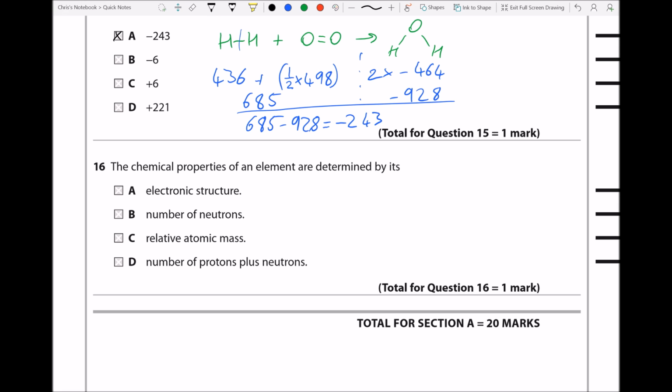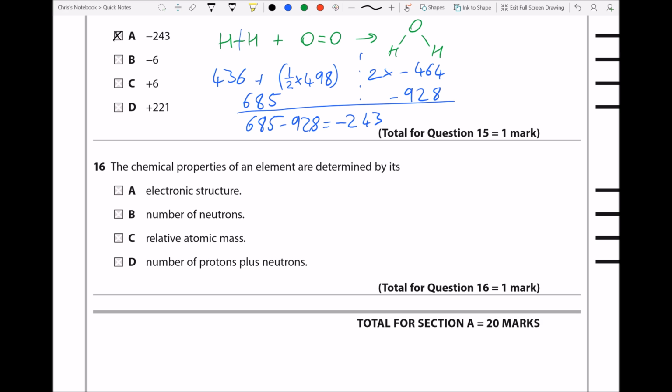Okay, chemical properties are always determined by the electron structure. So depending on, obviously, if it's got one electron, it'll behave differently from something which has 2 electrons in the outer shell. That's going to have an effect. The number of neutrons isn't. That's going to have an effect in terms of the mass of the element. Relative atomic mass, obviously that has an effect on mass. That's not going to have any effect.